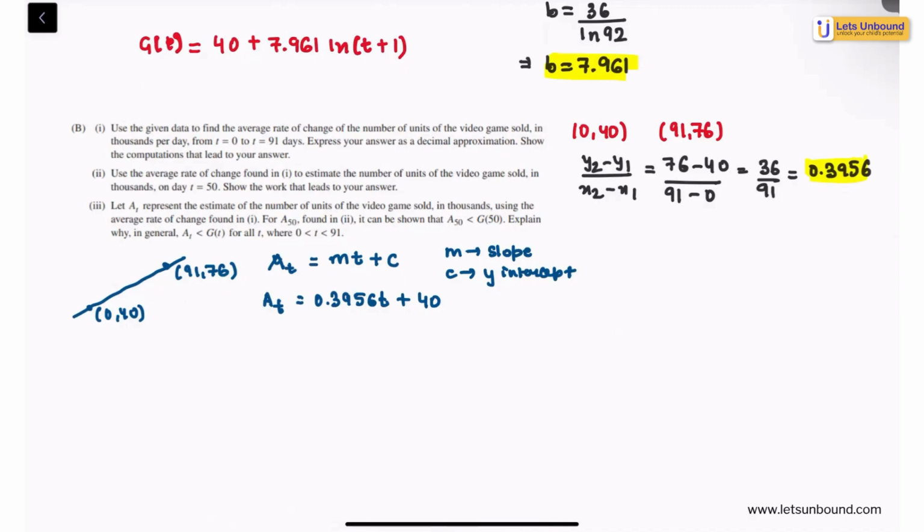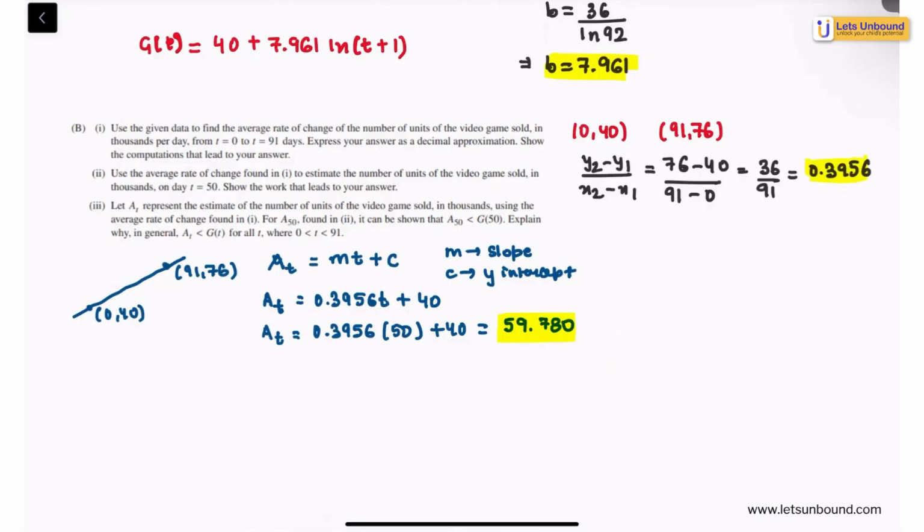Now to calculate for 50, we will use the average rate of change and substitute 50 in here: 0.3956 times 50 plus 40. This will give us an approximate answer, using our calculators, of 59.780. So this is a linear approximation using the average rate of change, that at t equal to 50, what would be the number of units of the video game sold.